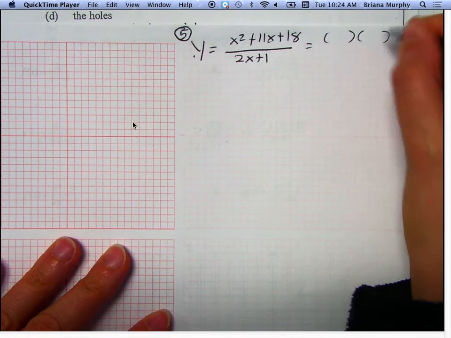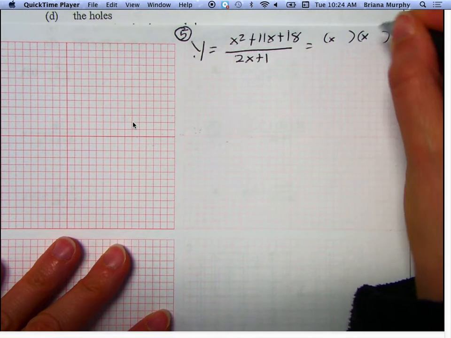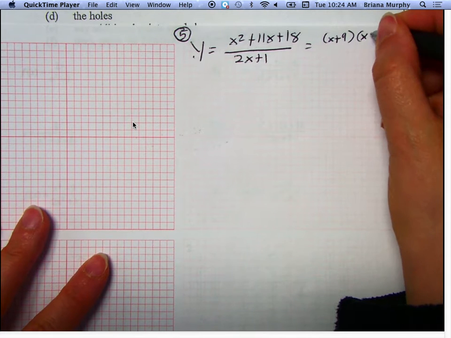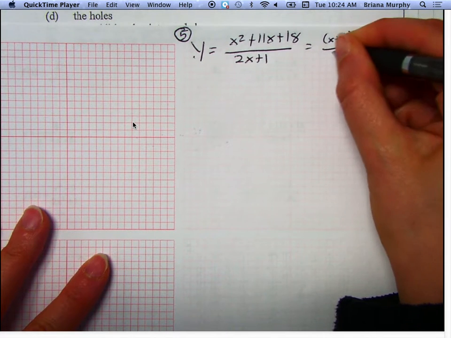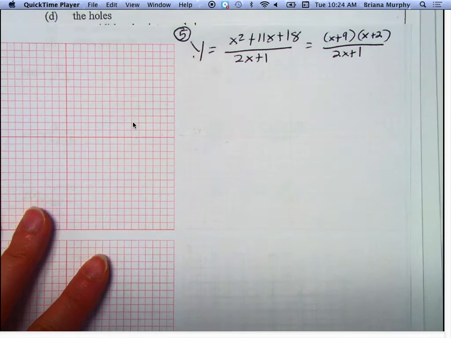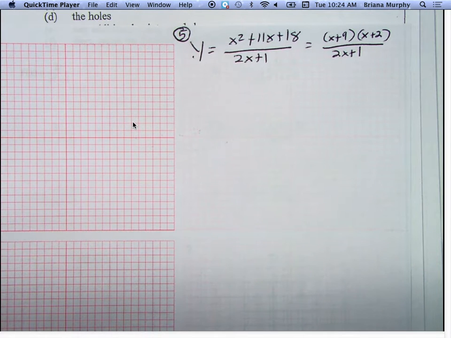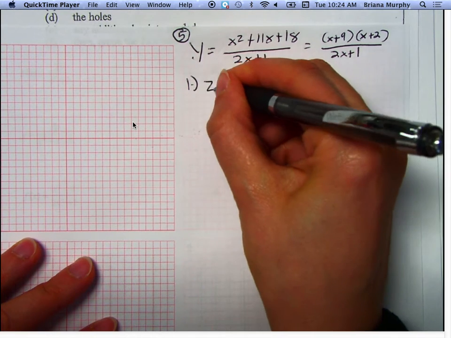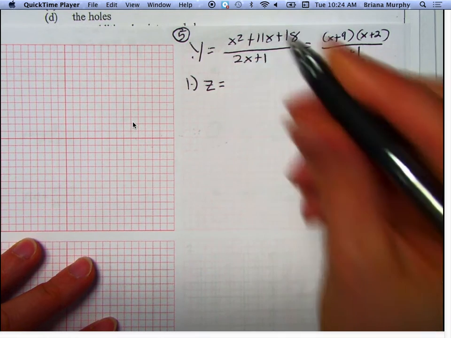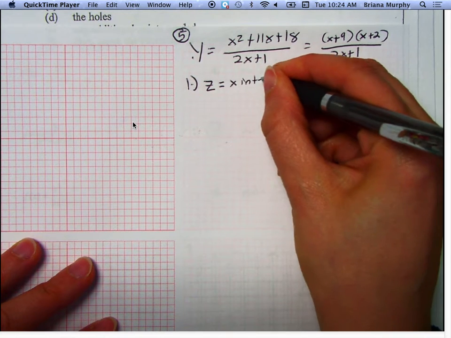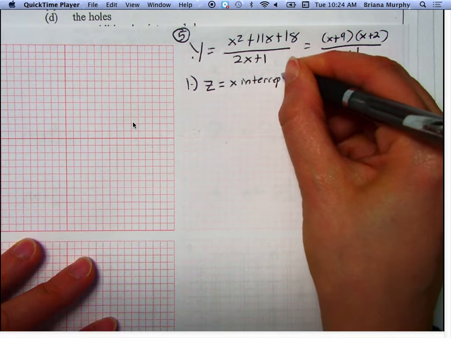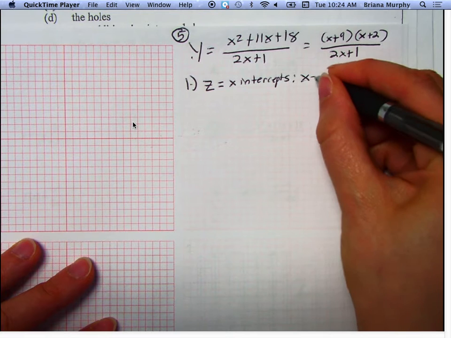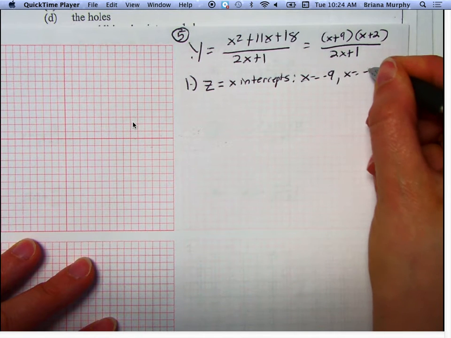What times what gives me 18 but adds together to give me 11? 9 and 2. Positive 9, positive 2, right? Over 2x plus 1. Now, I'm going to label the things I have to do 1 through 7 just so that's easier for me, okay? Number 1, my zeros. Those are also my x-intercepts, where it crosses the x-axis. What are they? x equals negative 9, x equals negative 2.